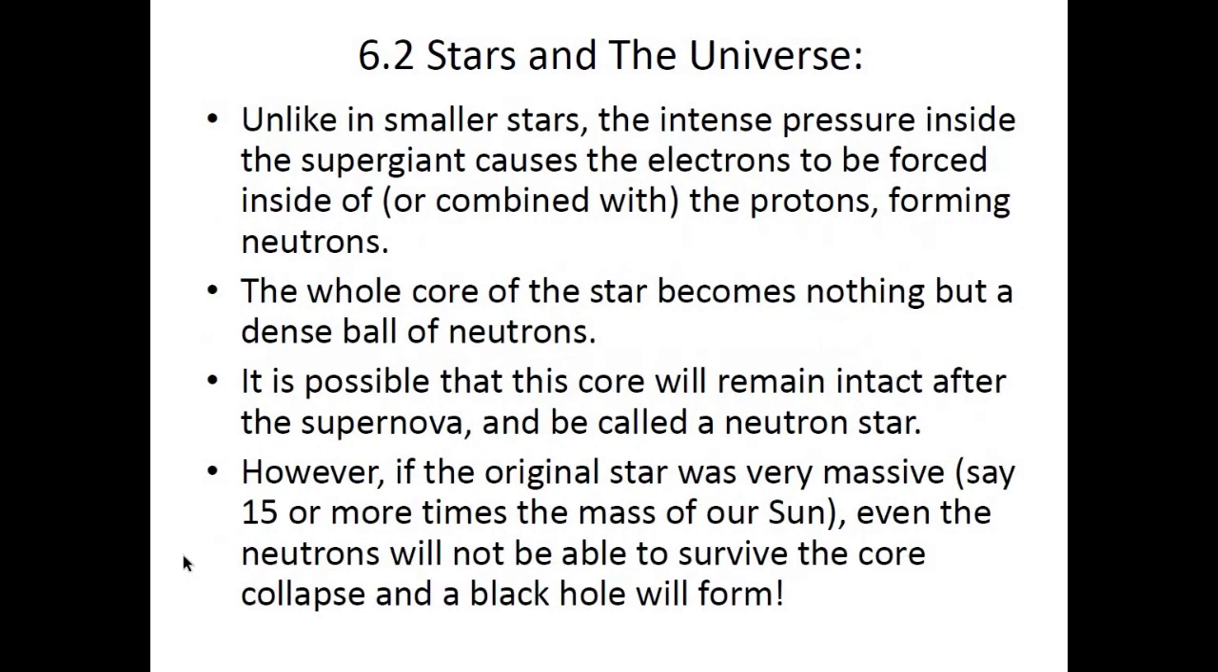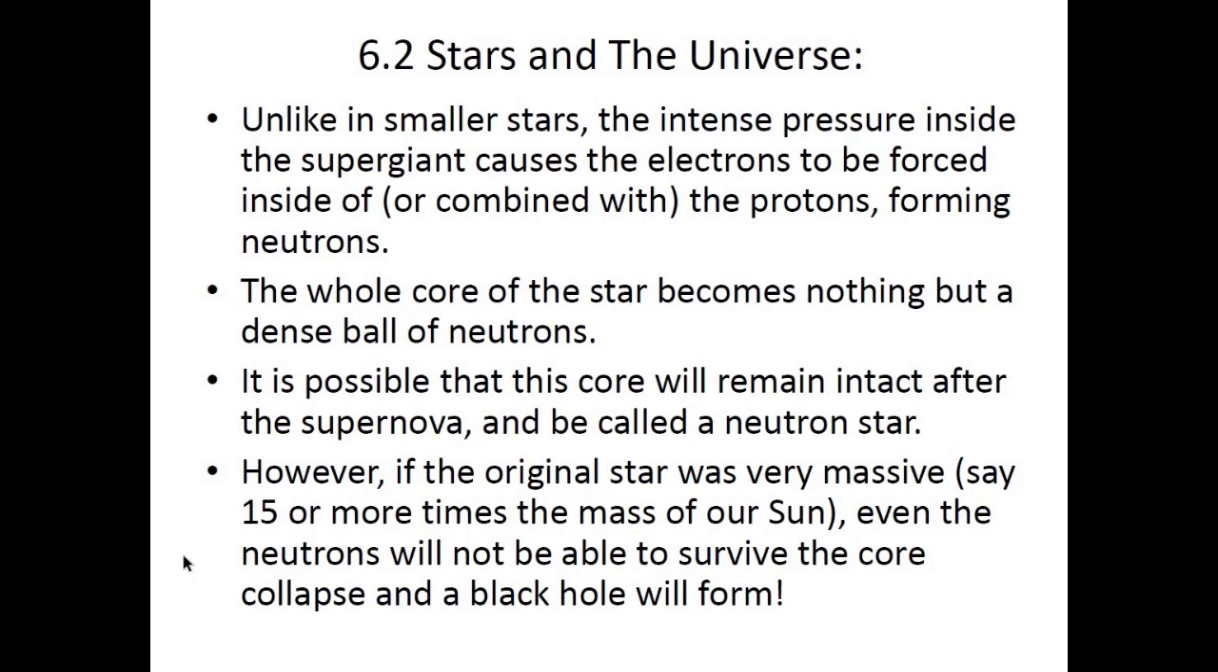Unlike in small stars, the intense pressure inside the supergiant causes the electrons to be forced inside of, or combined with, protons, forming neutrons. The whole core of the star becomes nothing but a dense ball of neutrons. It is possible that this core would remain intact after the supernova, and only the outer layers of the star would burst out, and at that stage it is called a neutron star, because it's literally composed of just neutrons.